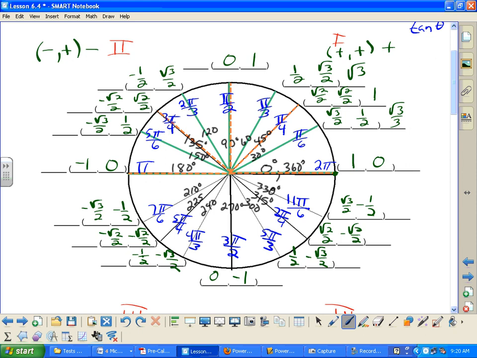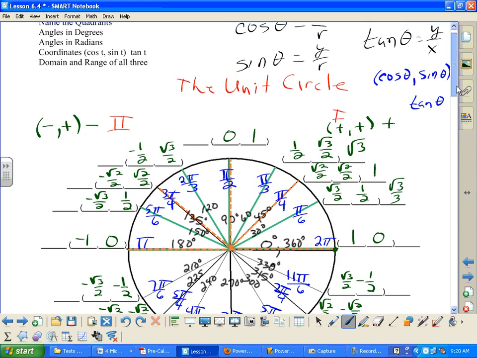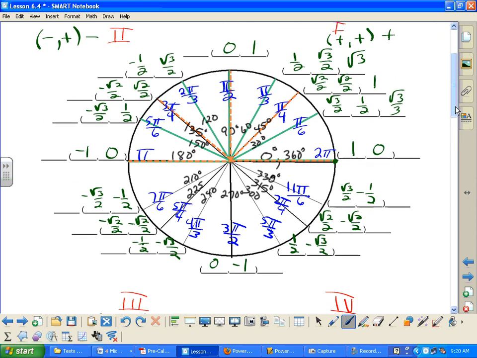But let's look at the axes. Tangent is y over x. So if I take 0 and divide by 1, what do I get? 0. But if I do at 90, 1 divided by 0, what do I get? Undefined, because we can't divide by 0. At 180, we have 0 divided by negative 1, which is 0. And at 270, we have negative 1 divided by 0, which is undefined.